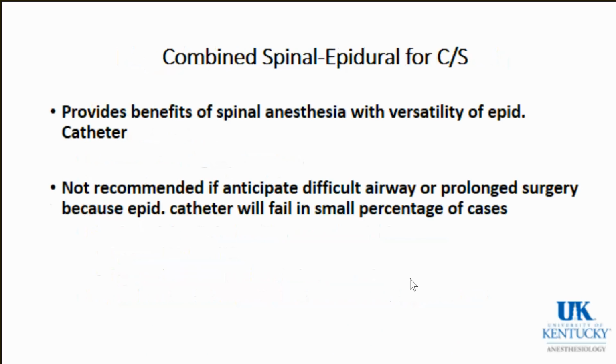Now, combined spinal epidural is another technique that you can choose for cesarean delivery. And what's nice about this is that it provides the benefits of spinal anesthesia: rapid onset, denser block, along with the versatility of having an epidural catheter. However, you never know 100% that epidural catheter is going to work until you have actually dosed it. So in most cases, if it's someone that I would consider avoiding spinal anesthesia, I'd also probably avoid a CSE, such as difficult airway, prolonged surgery.